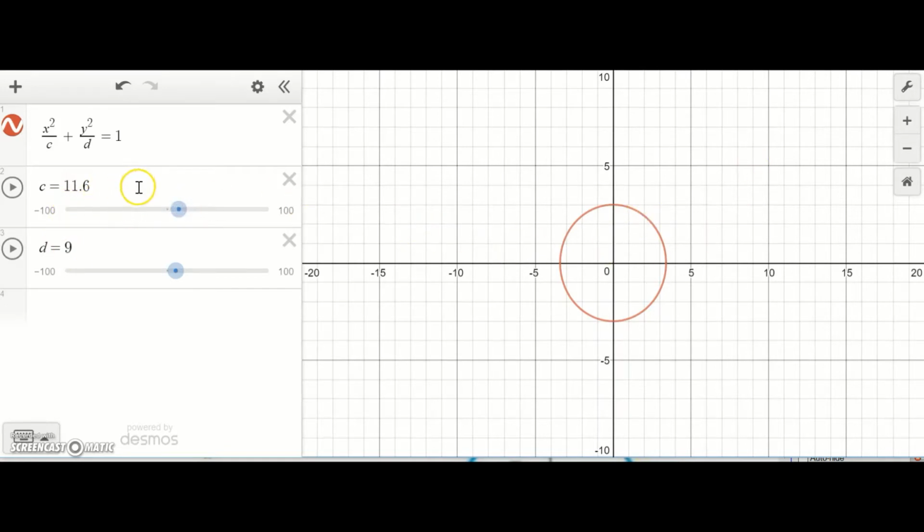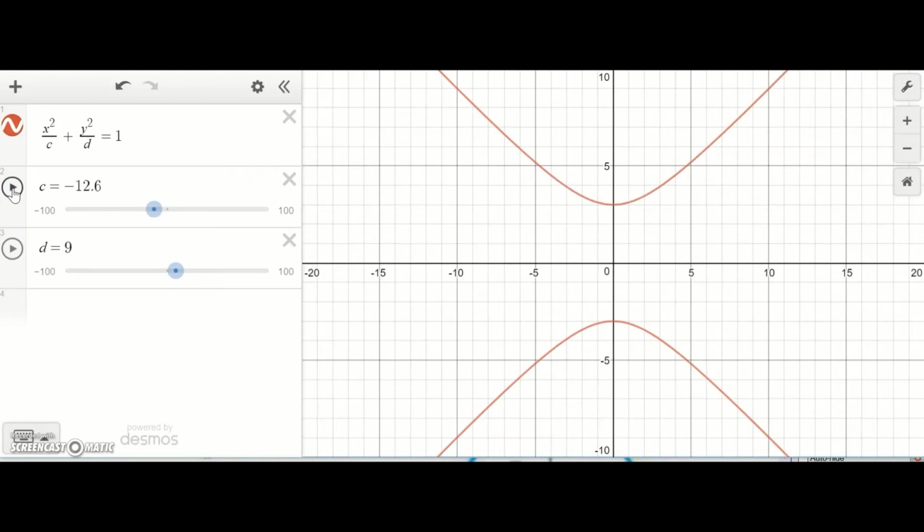Okay, but the question is, what's going to happen when it goes into the negative realm? Okay, so this thing is shrinking down. Watch what happens when C becomes a negative number. Okay, check it out. That ellipse just turned into a hyperbola. This shape right here, this double, it looks like a parabola, but it's not quite the right relationship. But this shape is called a hyperbola.